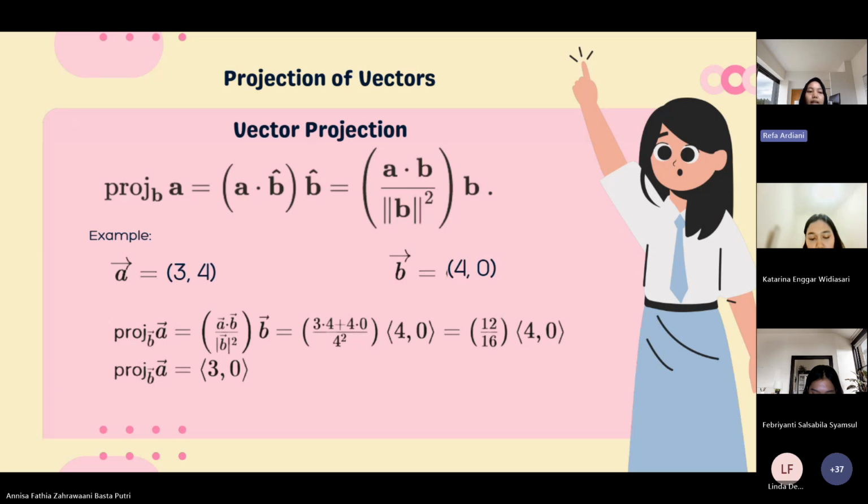Then substitute the values into the formula. 12 divided by 16 equals 3/4. Multiply the scalar 3/4 by vector B. 3/4 times 4 equals 3. 3/4 times 0 equals 0. So the projection vector is 3, 0. Okay, next slide.